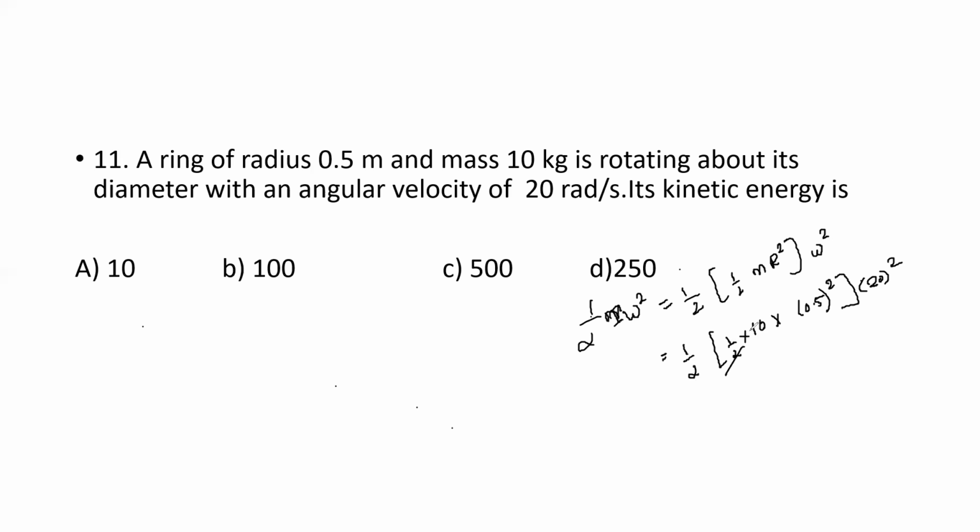So 2 ones are 2, 5 twos are 10. Everything is in multiplication, so directly we can simplify and calculate the value of kinetic energy for the rotational motion. The kinetic energy value is 250 joules. That is, option D is the right option here.